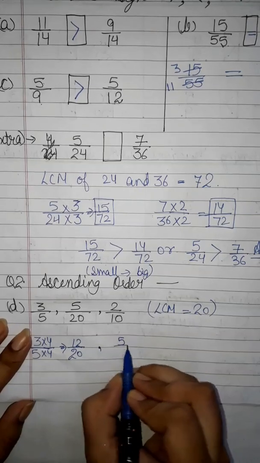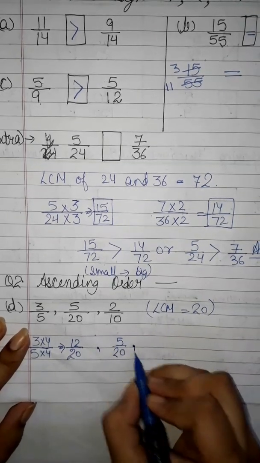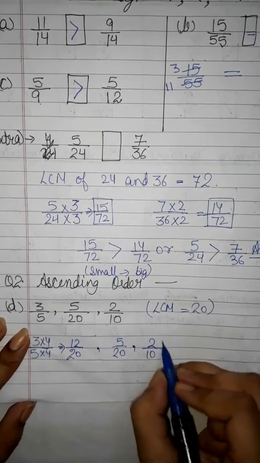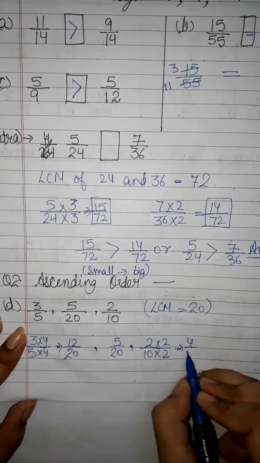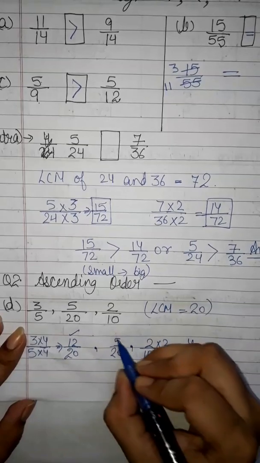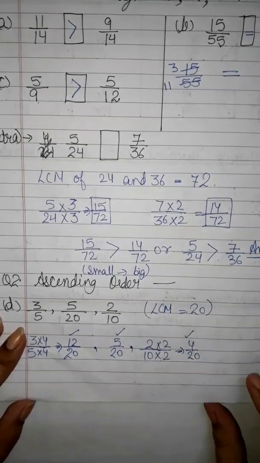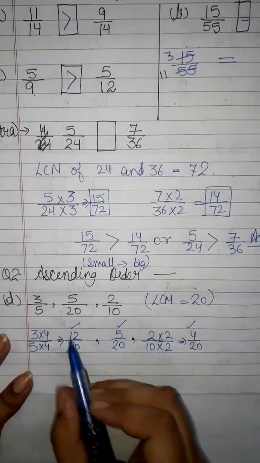Now next term is same. No need of doing anything. Now in next term, only we need to multiply it by 2. So what we get? 2 2s are 4 and 20. So this and this. Now these are the final terms. Now easily we can do in ascending order.